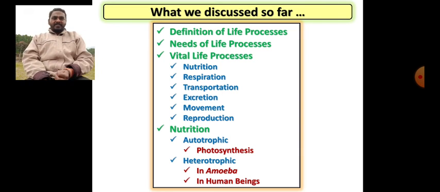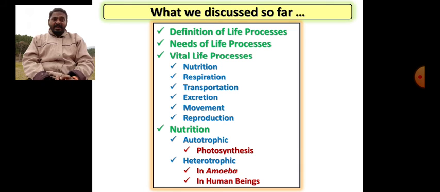Let's proceed further. What we have discussed so far in two different classes: the definition of life processes, the need of life processes, and the basic vital life processes which support the life of organisms, like nutrition, respiration, transportation, excretion, movement, reproduction, etc. And then what is nutrition? In that, autotrophic nutrition, for example photosynthesis in plants. Then heterotrophic nutrition in amoeba, how does it take place, in 5 different steps. In human beings, how does it take place? So these are what we have discussed so far in these two classes.